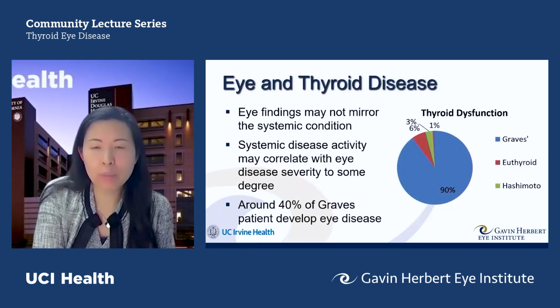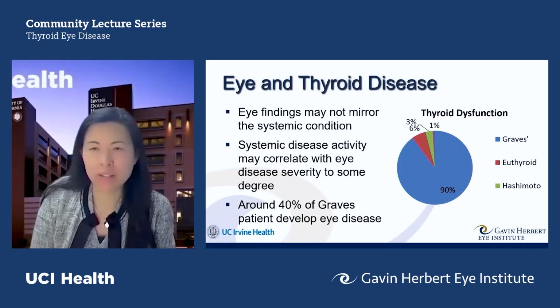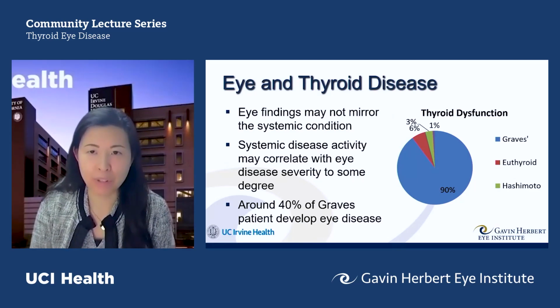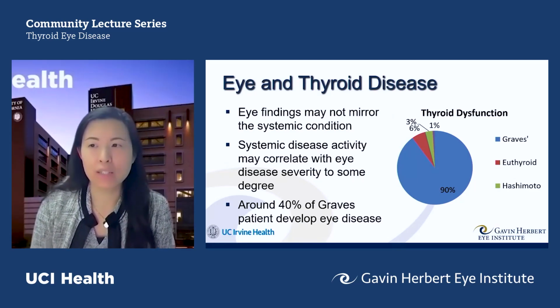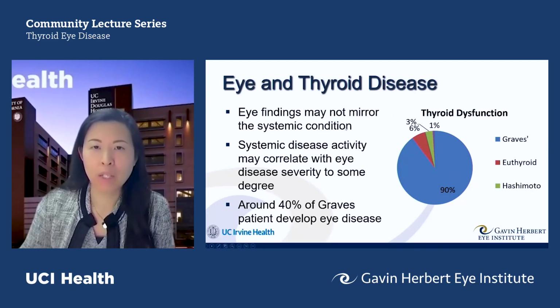And one misconception is that we think of thyroid eye disease as only happening in people who have Graves' disease, only happening in people who have hyperactive thyroid. But that's not always necessarily true, although you see in this pie chart that the majority of patients with this condition do have Graves' disease, but not all of them. And the eye findings may or may not mirror the systemic condition.